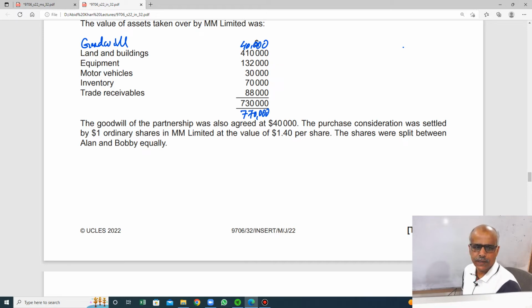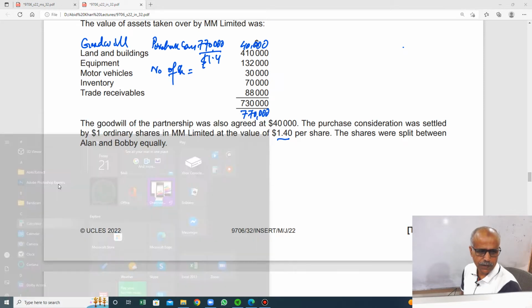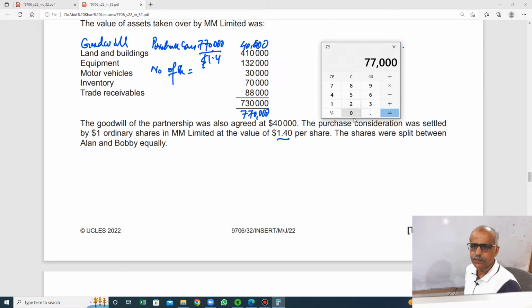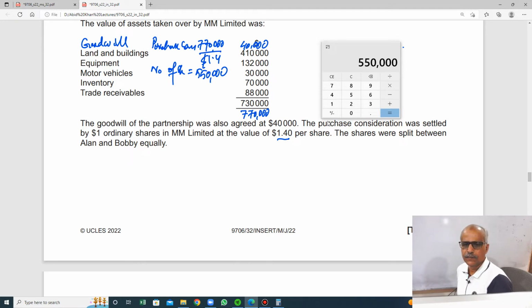The purchase consideration was settled by ordinary shares in MM Limited at the value of $1.4. That means the purchase consideration is 770,000, and they will be issuing shares of $1.4. Let me open up my calculator. $770,000 they will pay, and they will give shares having 1.4 value. 550,000 is the number of shares they will give, and the face value of each share is 1, and 0.4 is the share premium.